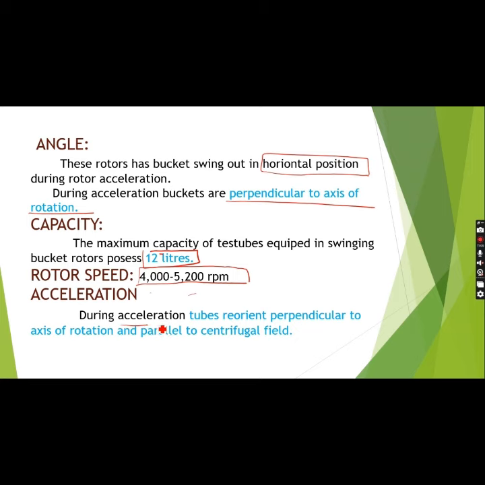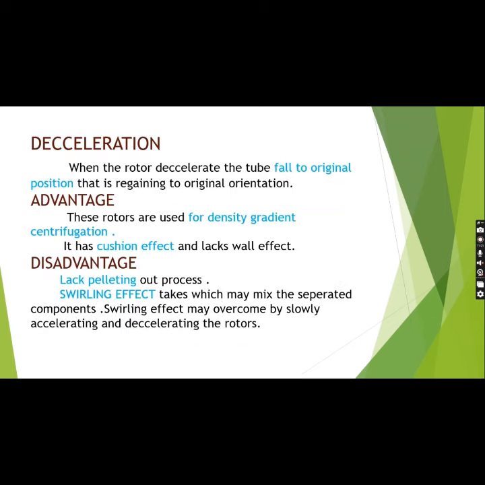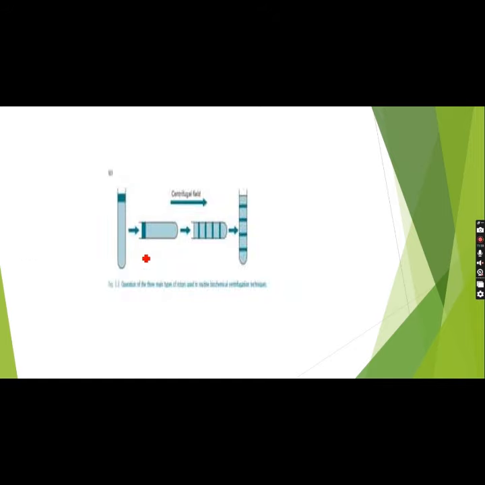So when the acceleration occurs, the test tubes orient perpendicular to the axis of rotation, but parallel to the centrifugal field. When the centrifugation stops, the rotor decelerates. The tube falls back to the original position along the axis. So during this period, it is going to be away from the central axis along the centrifugal field.